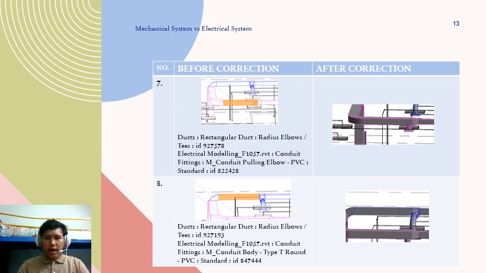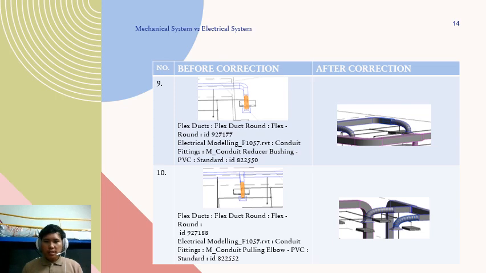Problems number 7 and 8 are the same, but the ID for the rectangular duct is different. The problem is the rectangular duct has a conflict with the conduit. The solution between the rectangular duct and the conduit is the same. I just changed the middle elevation from 3400 to 3600 to remove the problem.